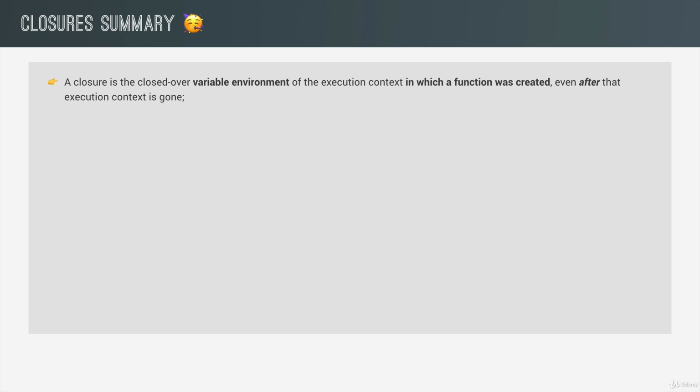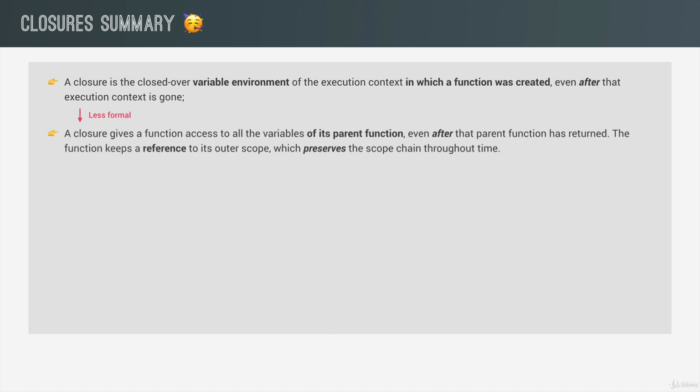Next, and a bit easier to understand, a closure gives a function access to all the variables of its parent function, so the function in which it is defined, even after that parent function has returned. So the function keeps a reference to its outer scope even after that outer scope is gone, which basically preserves the scope chain throughout time.